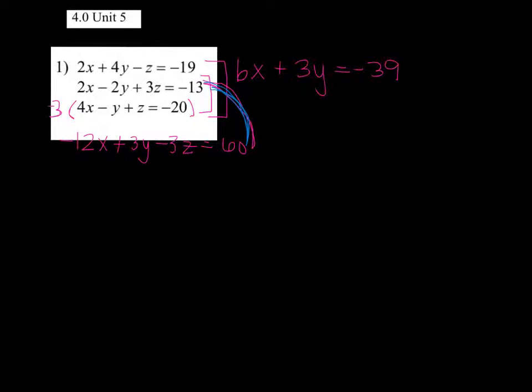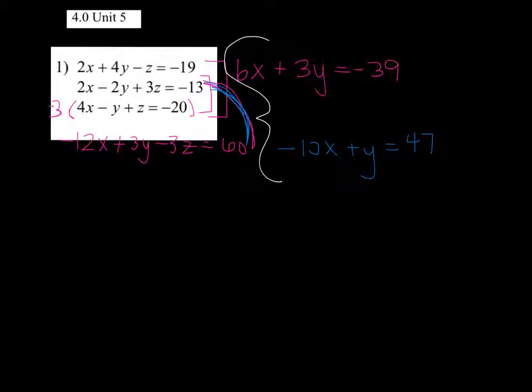So I have 2 plus negative 12. That's going to give me negative 10x. And then I have negative 2y plus 3y. That's going to give me y. And then my z's cancel, and this is going to give me 47. Okay, so the whole reason that I did that is because now I have these 2 equations right here that form a new system.